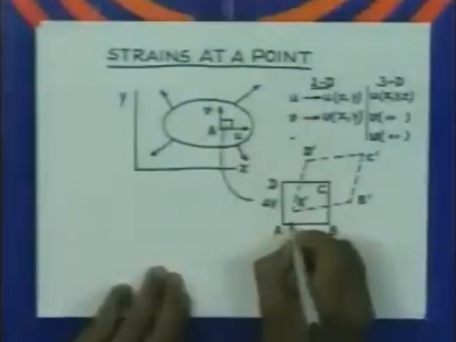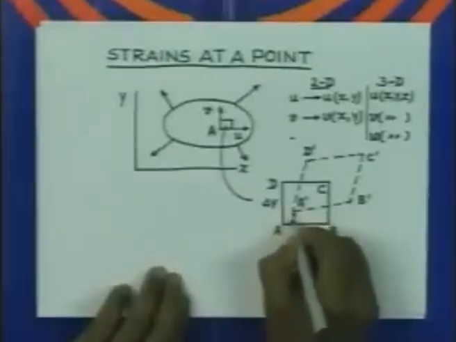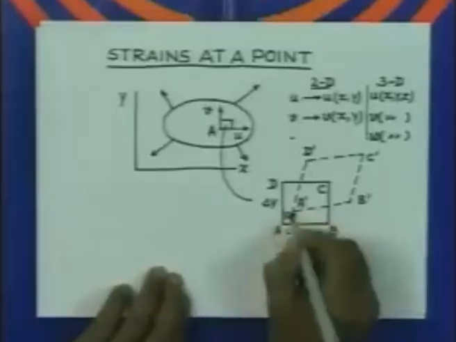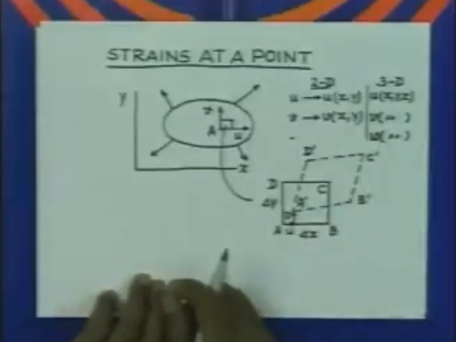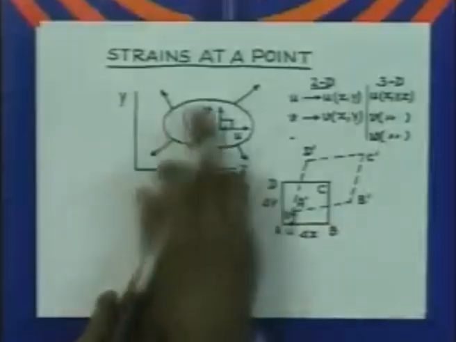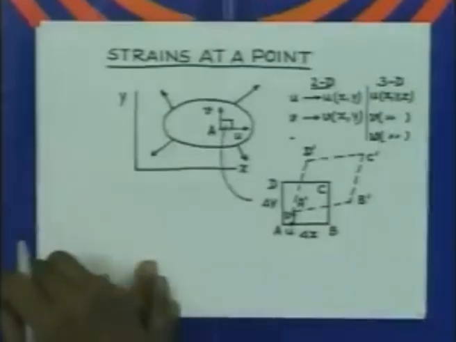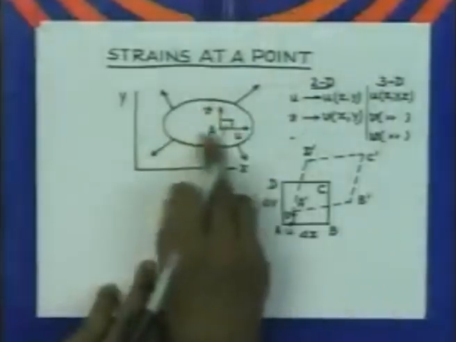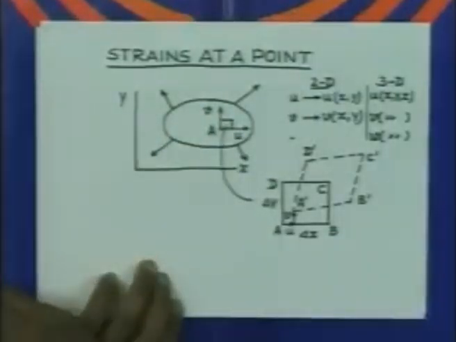Now, point A has shifted by a distance u in the x direction and by some distance v in the y direction. So, these are the displacements of the point A. Since it is a continuous body, the functions u and v are continuous functions. There is no jump in the function as you move from point to point over this area of the body.